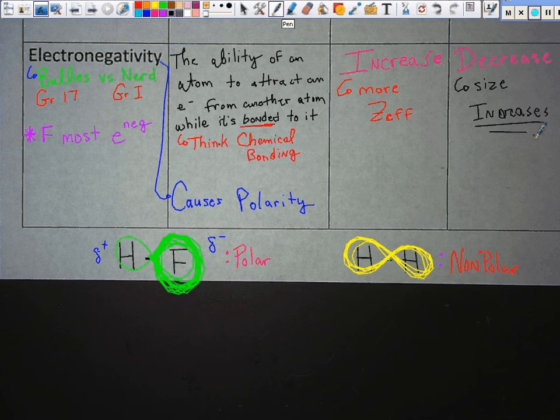What I need you to do is go back up to ionization energy. Let me pause this real quick. Now, ionization energy. Here's what I want to talk about. This is how I want you to think about it, and I want you to write it however you need to write it for you to understand it.